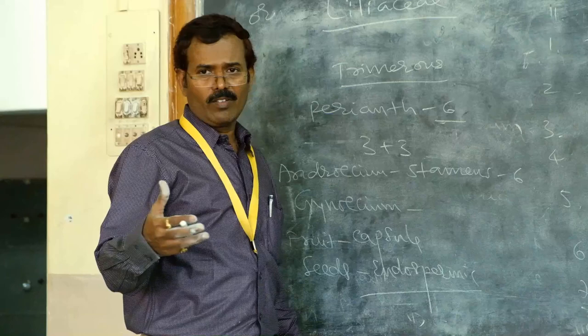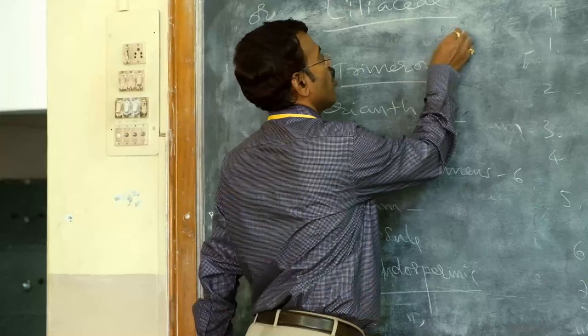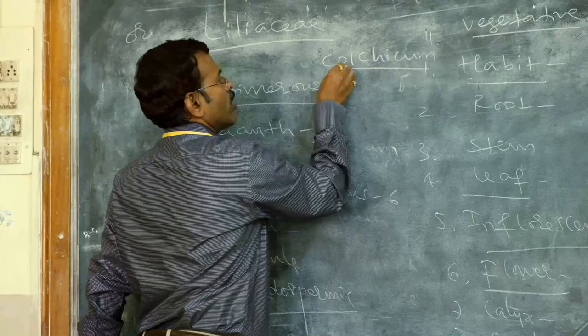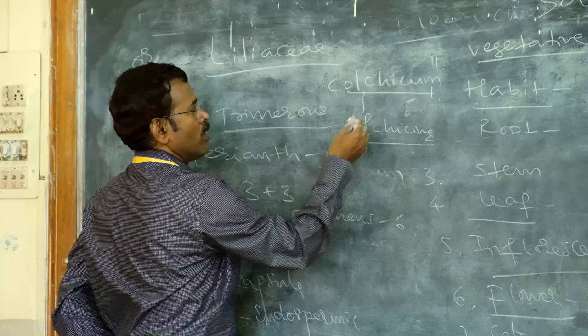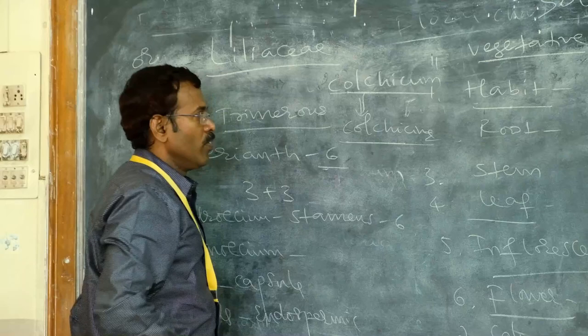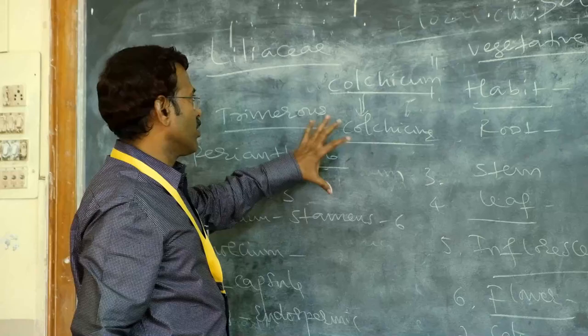And you have one important example, Colchicum autumnale, which is a source of an alkaloid called colchicine. This colchicine can induce polyploidy. Okay, so these are the characters of family Liliaceae.